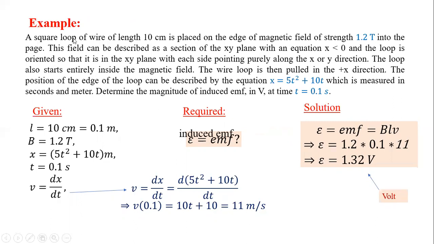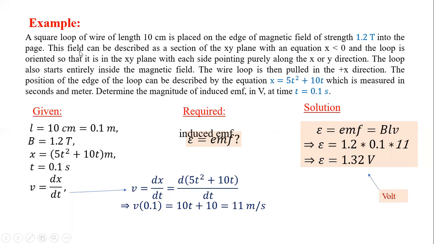A square loop of wire with side length 10 centimeters is placed on the edge of a magnetic field of strength 1.2 tesla. So let's see the magnetic field lines and the wire length of 10 centimeters, directed into the page.